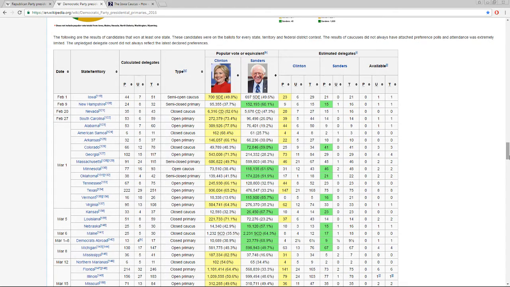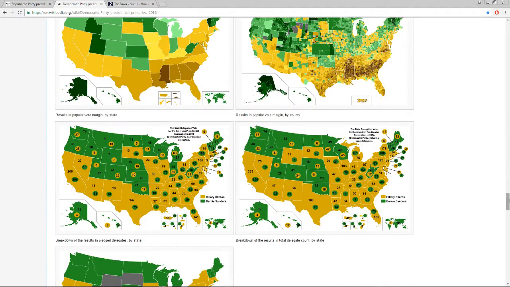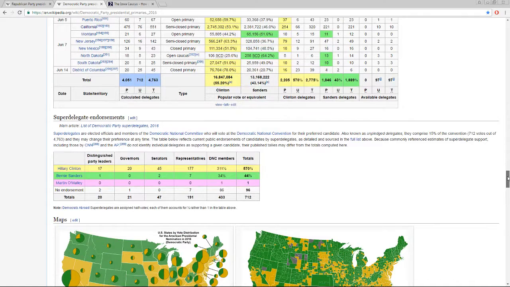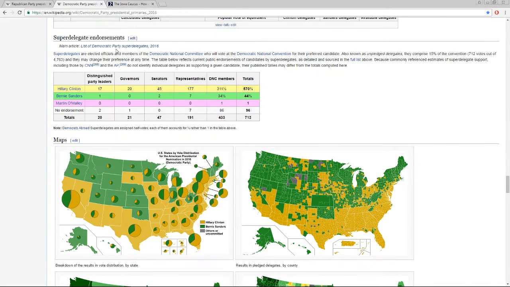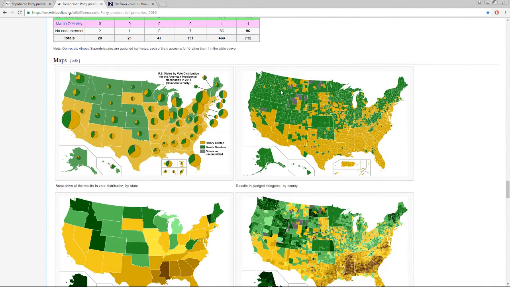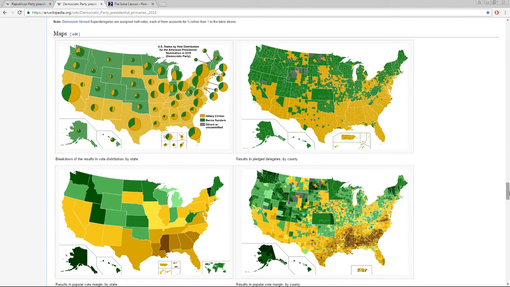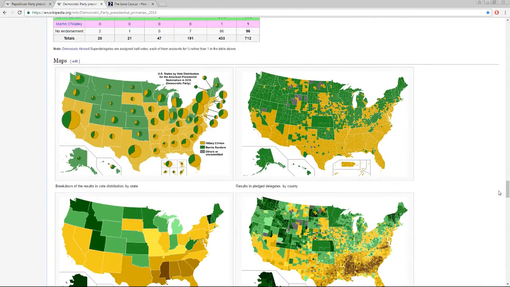But anyways, if you look at the rest of this Wikipedia page, I'll just show what it has to offer here. You have endorsements, it'll show you here. O'Malley has an endorsement apparently. What did he endorse himself? I don't even know how you get half. Maybe that's actually kind of interesting. But then you have all your maps here, different ways of analyzing what happened.